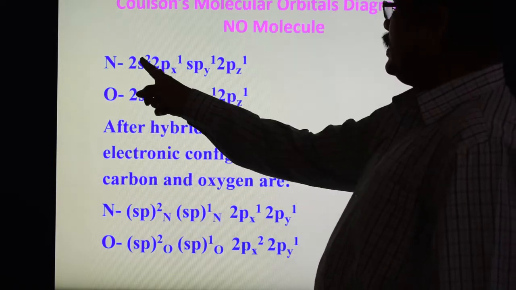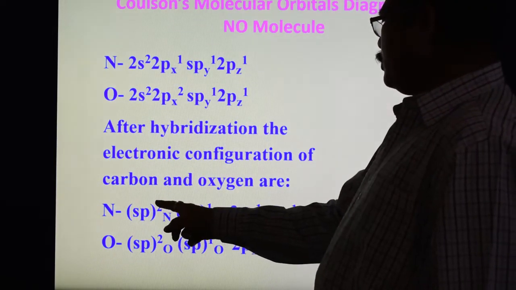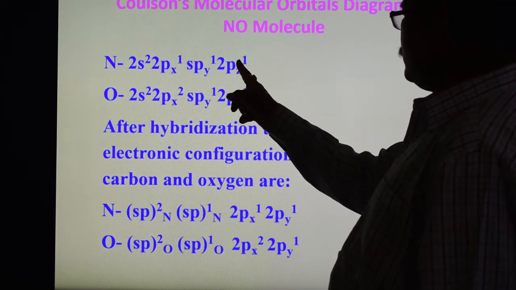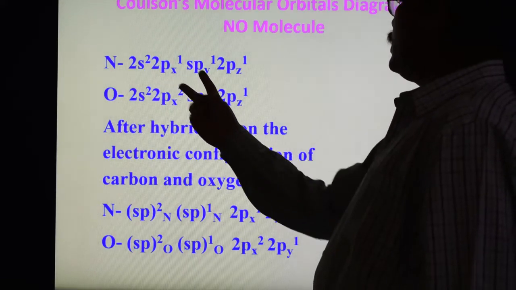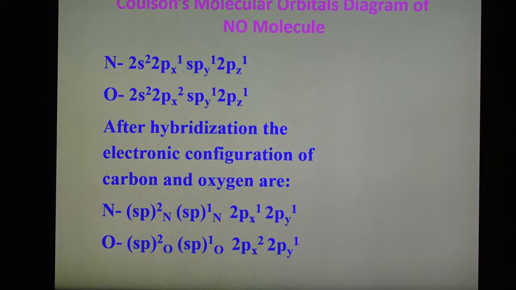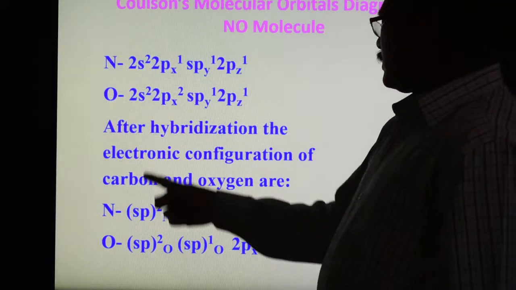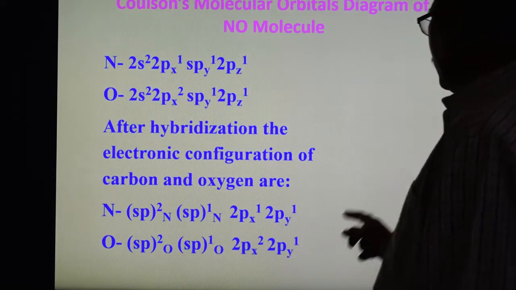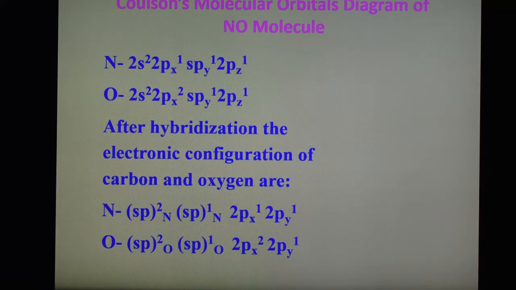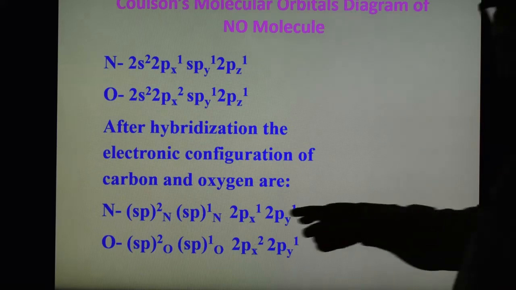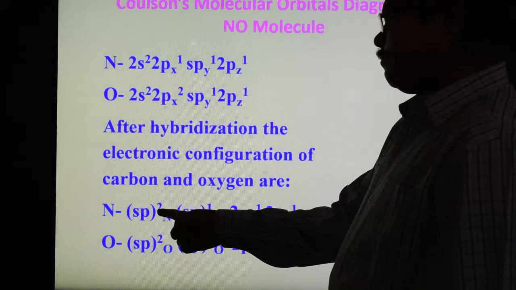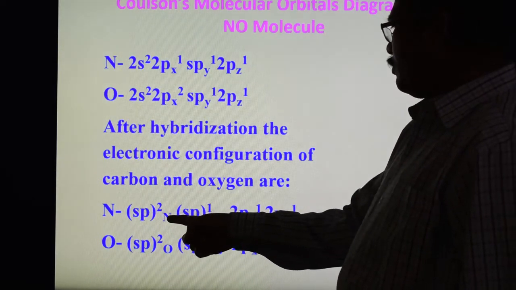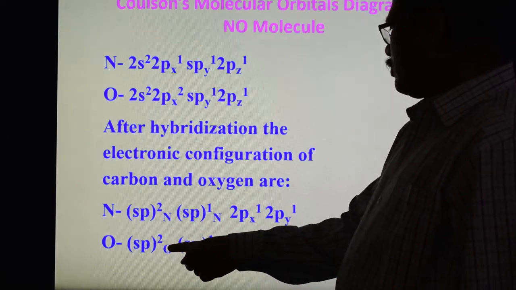Nitrogen sp: 2 electrons are there, therefore sp(n)2, sp(n)1 because of 1, and then the remaining 2 are as they are, 2px1, 2py1. In the case of oxygen, write first sp(o)2 and 1 here, sp(o)1, and then the remaining as they are, 2px2, 2py1. So this is the configuration. Again, as we know, this is a lone pair already paired, so this lone pair is present on nitrogen, and this lone pair is present on oxygen.